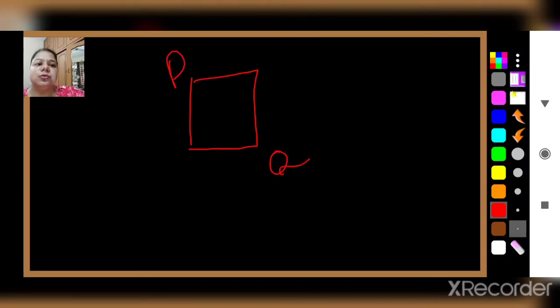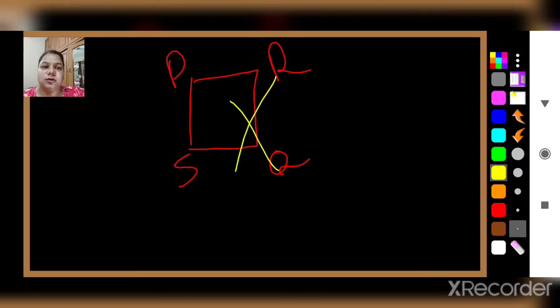Let's try more examples. Again, if I draw a quadrilateral and I have to give it the name PQRS, can I give it the name like this, PQRS? Is it correct? No, this is not correct because the name is not given in cyclic order. Again, I am going to draw a quadrilateral. How to give the name? I will go in cyclic order.